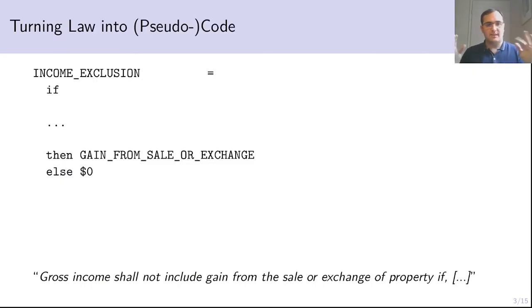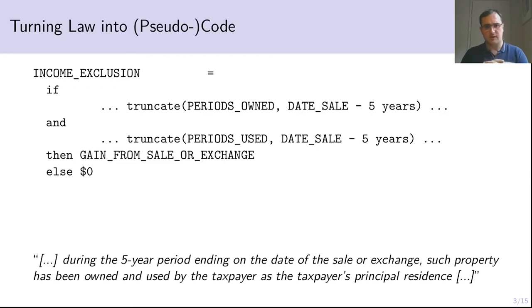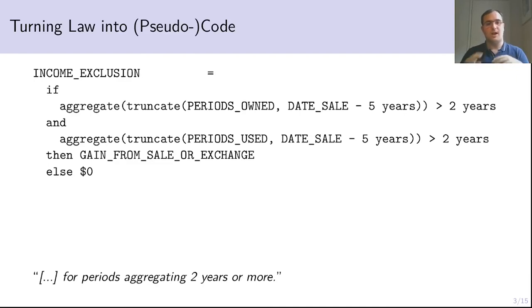So let's take that example and try to turn it into pseudocode and effectively formalize it. We define the income exclusion variable, which is defined as zero in the base case, and then as the gain from a sale or exchange of a property if a certain condition is met. Note the inversion of the base case and exception paradigm with an if-then-else here. This condition is actually quite complex and involves computations on periods of ownership and periods of usage, which have to be truncated to five years before the date of the sale, and then we aggregate them and compare them to a two-year ratio.